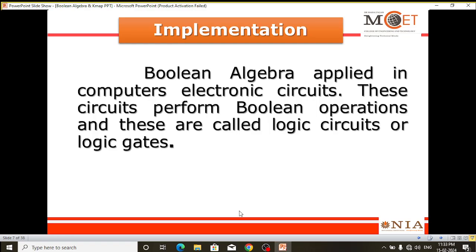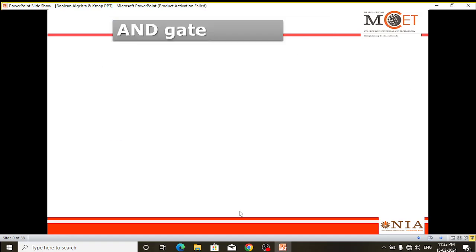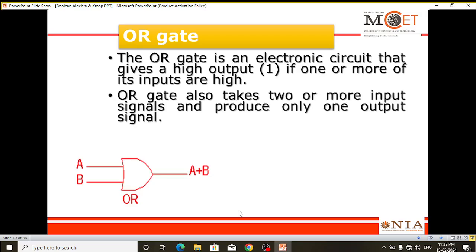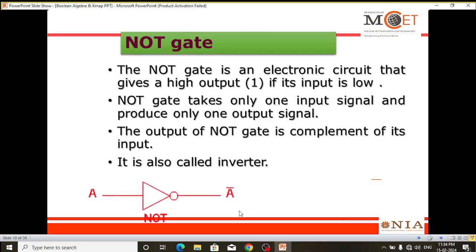Boolean algebra is mainly applied in computer electronic circuits. Circuits that perform Boolean operations are called logical circuits or logic gates. The basic logic gates are well known: AND gate, OR gate, and NOT gate, which we already discussed in the first week. For an OR gate, input A, input B, the output is A or B.